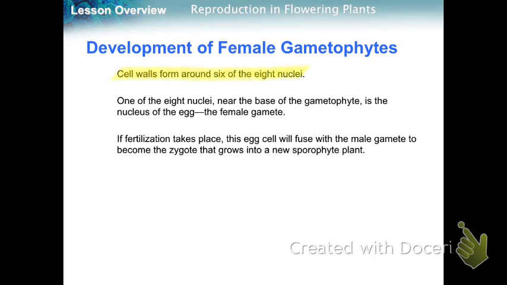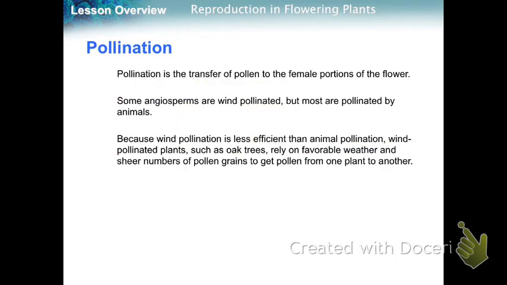Cell walls form around 6 of the 8 nuclei. One of those 8 is the female gamete, the egg. If fertilization takes place, this egg will fuse with the male gamete to become the zygote, a plant embryo. The pollination event has to happen in order for seeds to form. Seeds contain the baby plants. Pollination is the transfer of pollen to the female portions of the flower. Some are wind pollinated, but most are pollinated by animals. Wind pollination is simply less efficient than animal pollination.